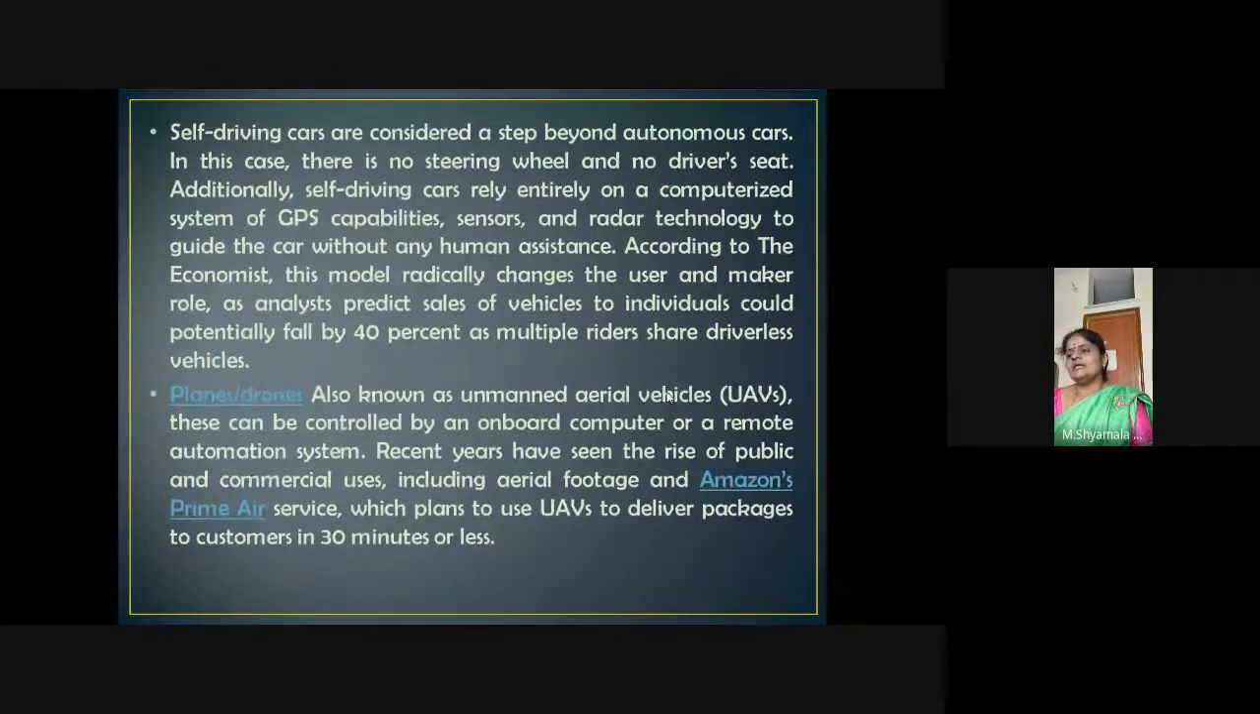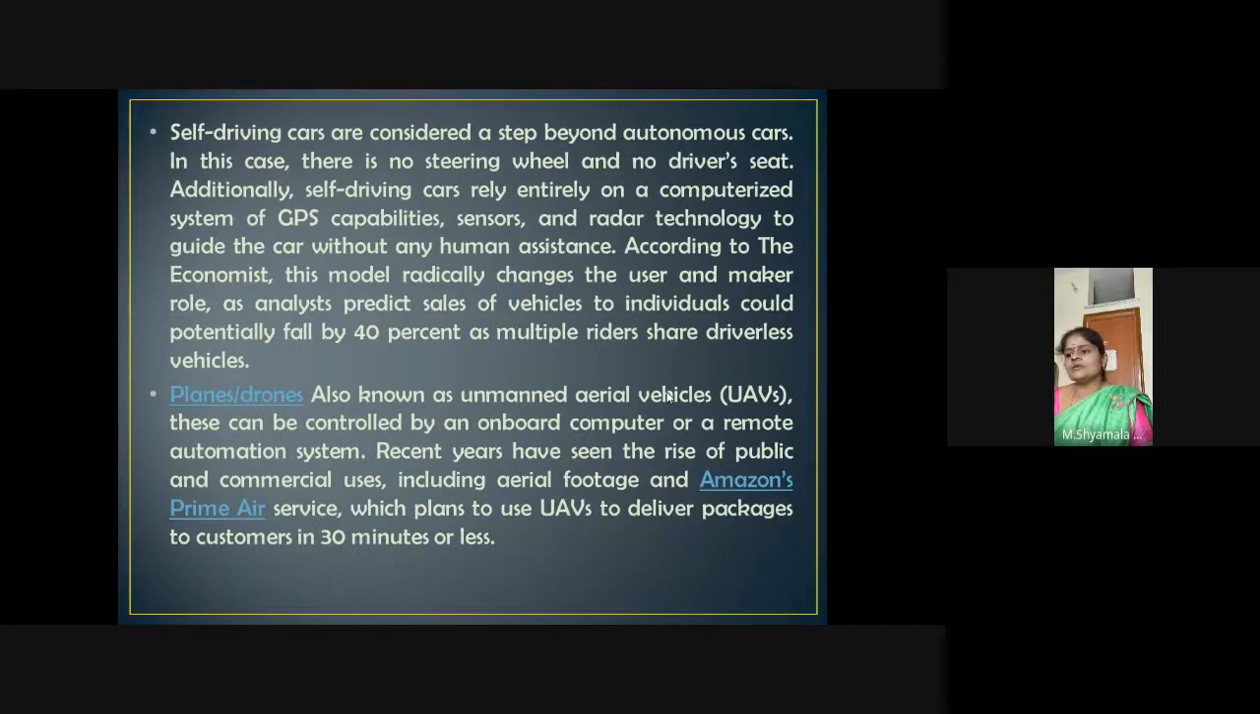Self-driving cars are considered a step beyond autonomous cars. In this case, there is no steering wheel and no driver seat. Additionally, self-driving cars rely entirely on computerized systems of GPS capabilities, sensors, and radar technologies to guide the car without any human assistance. According to The Economist, this model radically changes the user and maker role, as analysts predict sales of vehicles to individuals could potentially fall by 40% if multiple riders share driverless cars.